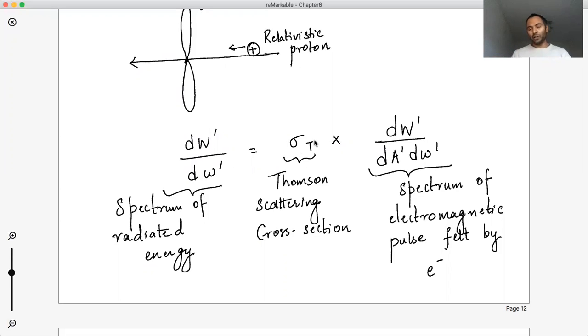That's what the photons see. The photons see that the electron is so big, right? And so if you just take the number of virtual photons per unit area and multiply it by the Thomson scattering cross section, that fraction of photons are just going to get scattered or emitted by the electron in the form of Bremsstrahlung.